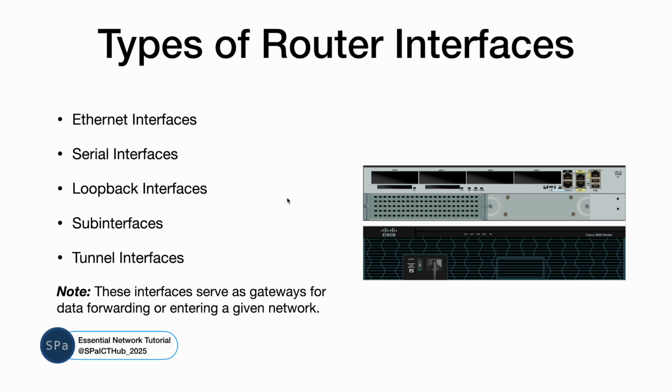These are the types of router interfaces. We have the Ethernet interfaces, serial interfaces, loopback interfaces, sub interfaces, and tunnel interfaces. These interfaces serve as gateways for data forwarding.